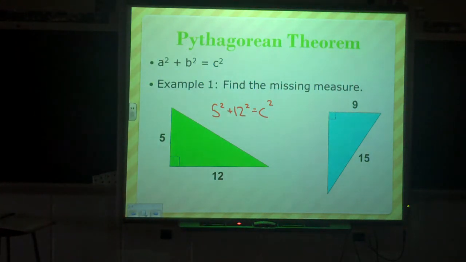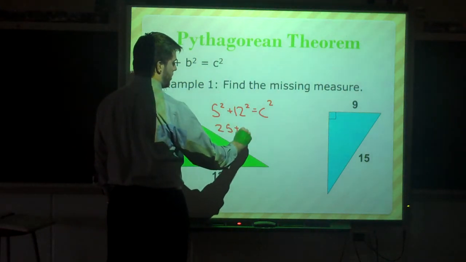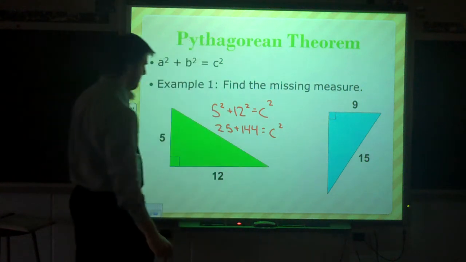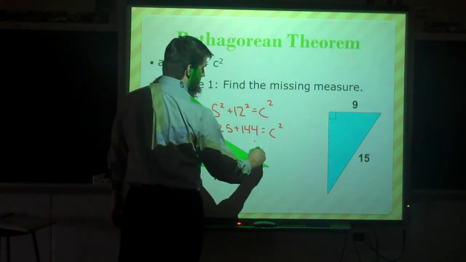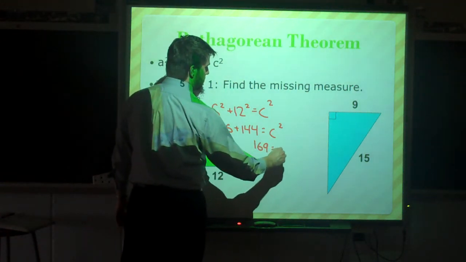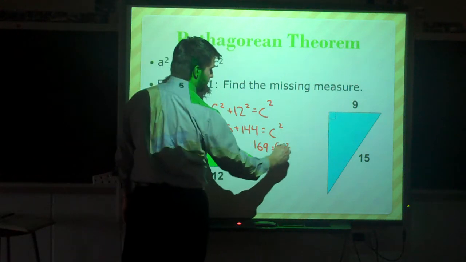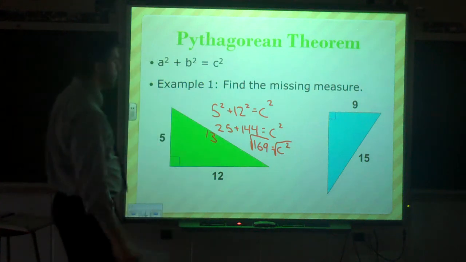I'll give you a little time to do that. Square each part, so you get 25 plus 144 equals c squared. Add 25 and 144, you get 169 equals c squared. Then because you want c by itself, you'll take the square root. And the square root of 169 is 13. So that's our missing side.